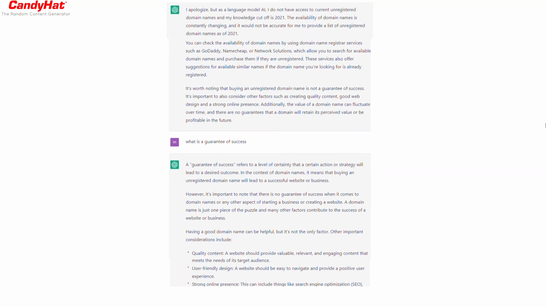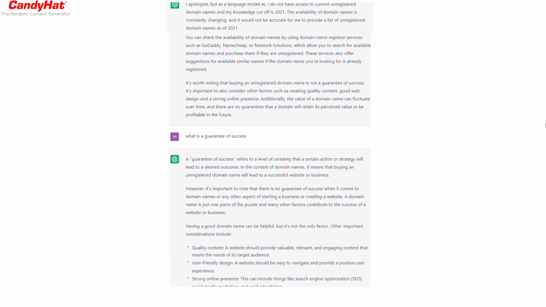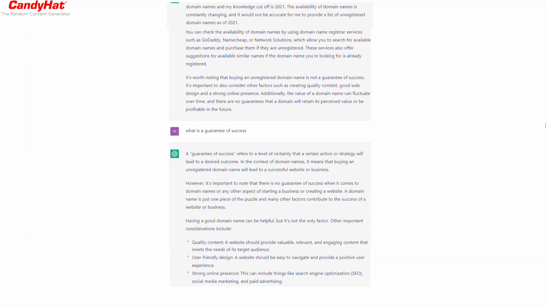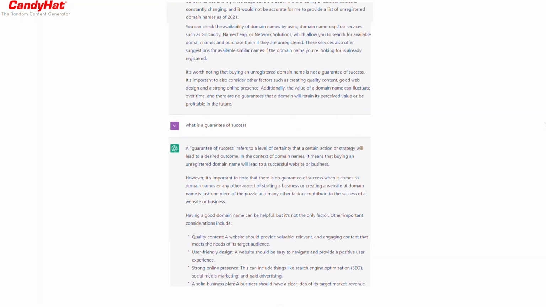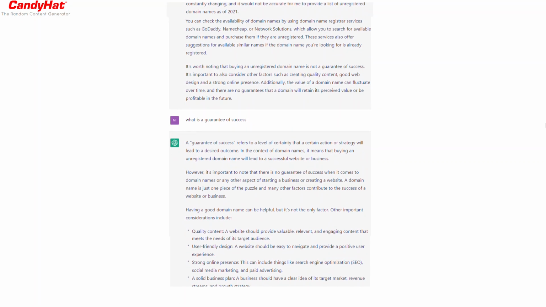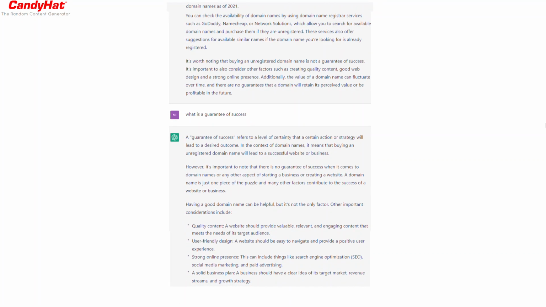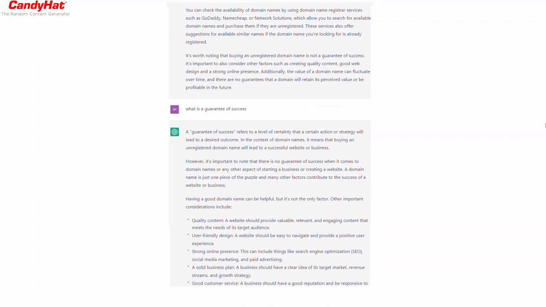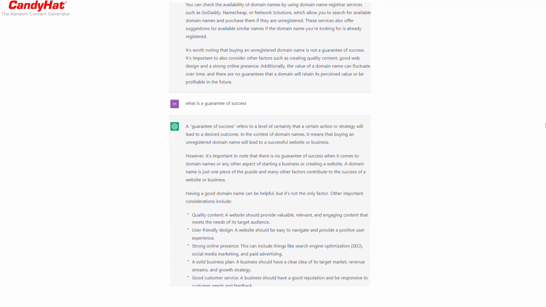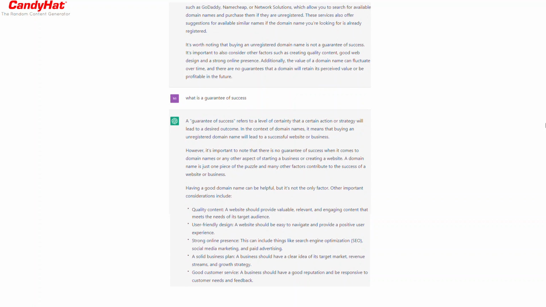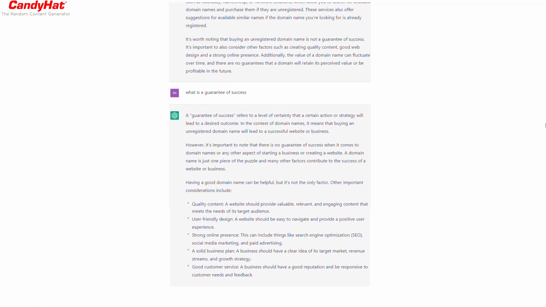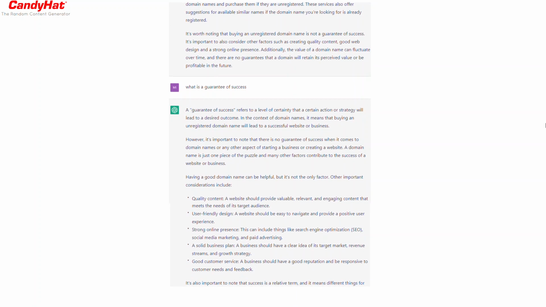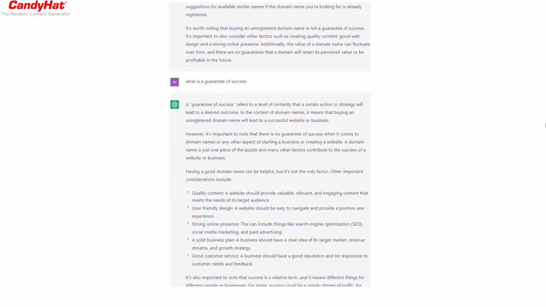It's worth noting that buying an unregistered domain name is not a guarantee of success. It's important to also consider other factors such as creating quality content, good web design, and a strong online presence. Additionally, the value of a domain name can fluctuate over time, and there are no guarantees that a domain will retain its perceived value or be profitable in the future. What is a guarantee of success?